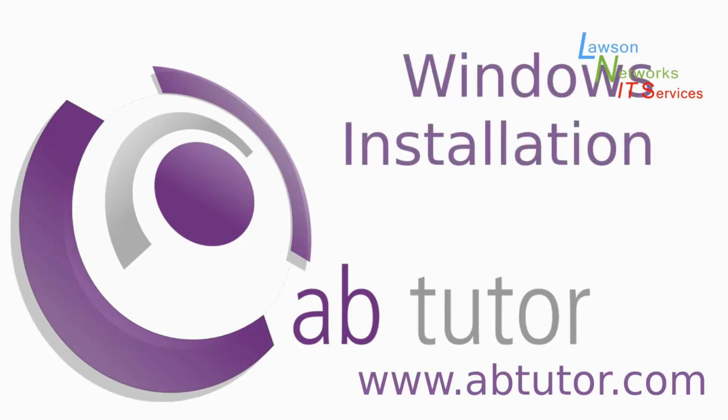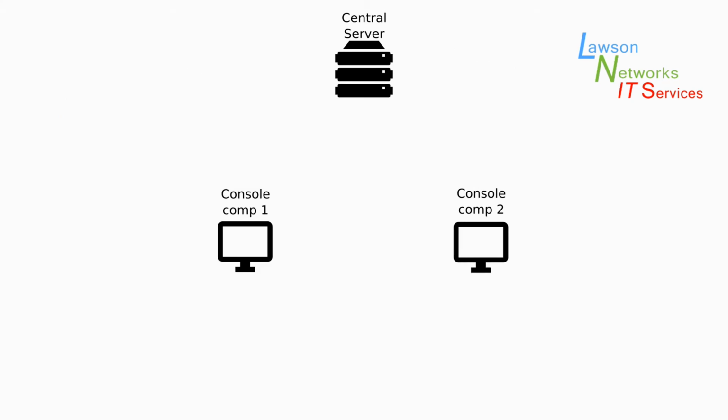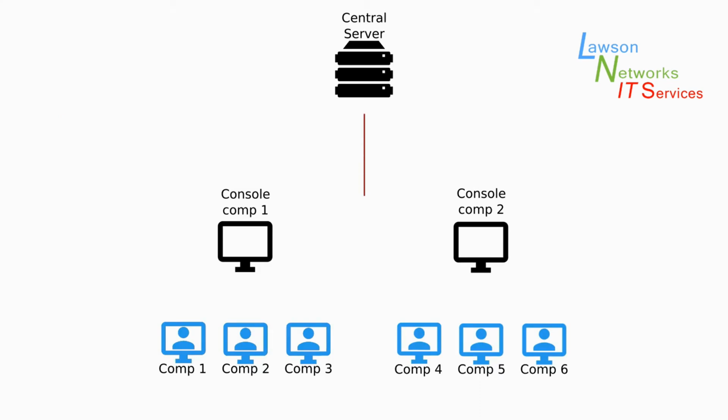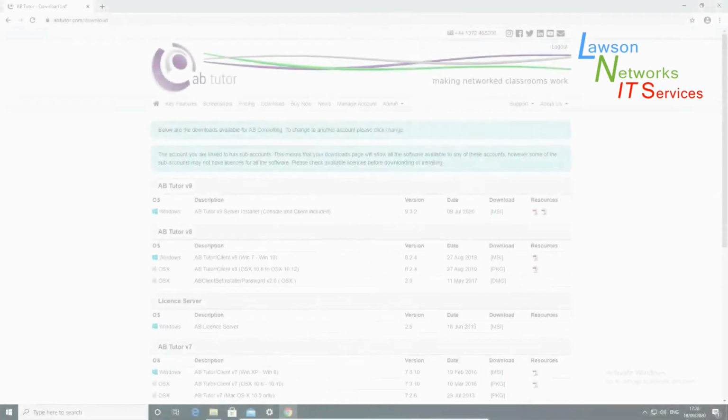This video will run through the initial installation of AB Tutor version 9. AB Tutor 9 consists of three components. The central server stores all the settings and data for your site and manages the connections between the other components. This makes connections far more reliable and allows clients to be managed even if they are only online some of the time. The console is used to manage the clients, to control them, send commands and apply policies. The client runs invisibly on the computers being controlled and performs the instructions sent from the console.